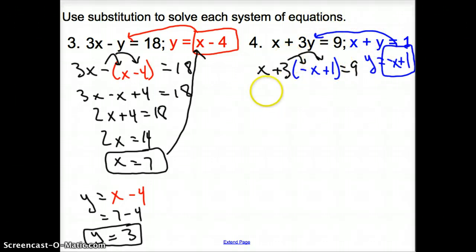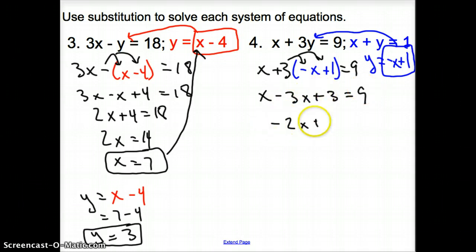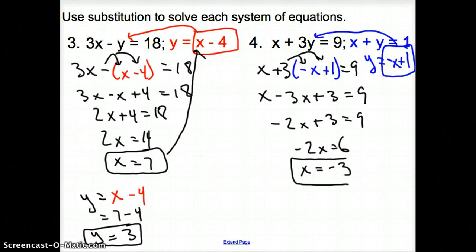So again, we distribute that 3, so it's x minus now, because it's times a negative x, so it's minus 3x plus 3 equals 9. Now we simplify, so it's negative 2x plus 3 equals 9. As we keep going, we have negative 2x equals 6, because we subtracted the 3. Divide by negative 2, so x equals negative 3. So again, that is one answer.